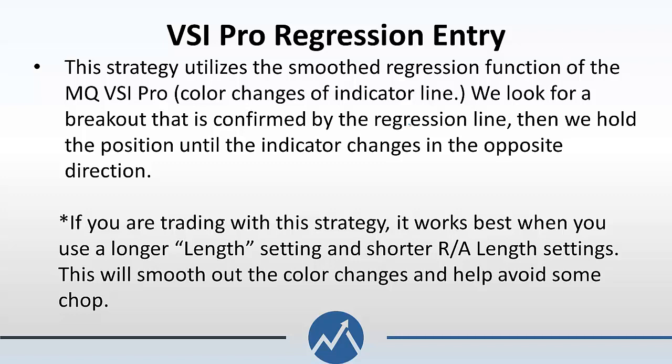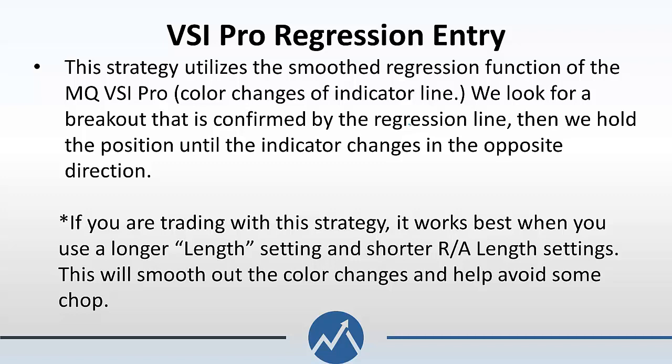So let's take a look at one more strategy before we run out of time here. The VSI Pro Regression Entry. Now this strategy is taking, you know how I talked about the indicator line? It's looking at the trend of the indicator line, or a moving average of the indicator line, and then looking at the linear regression and the angle of that linear regression line of the smooth indicator line, basically. This is using that function, the color changes of the indicator. That's all you really need to know.